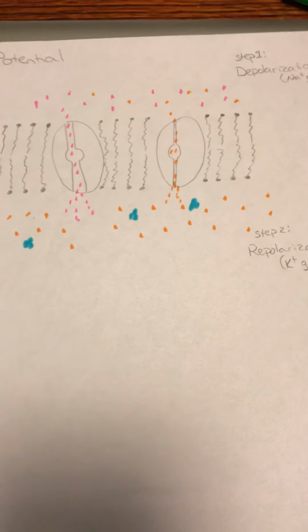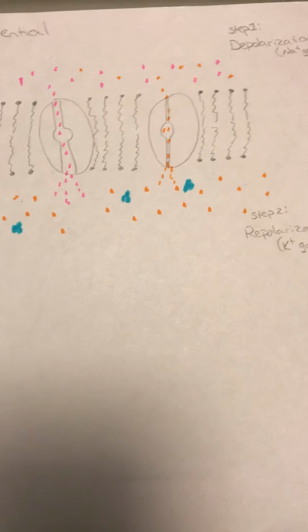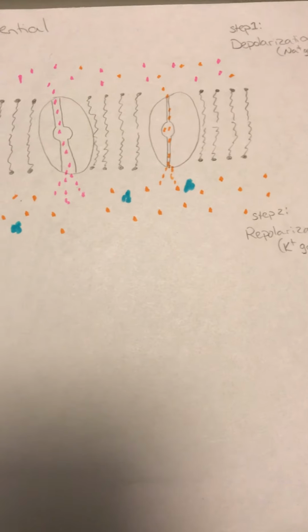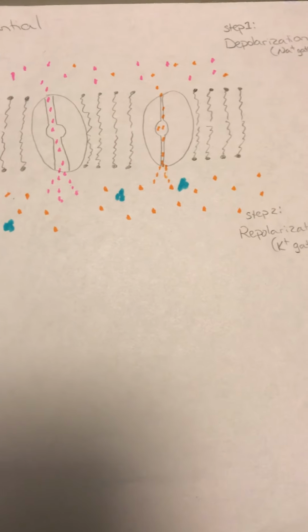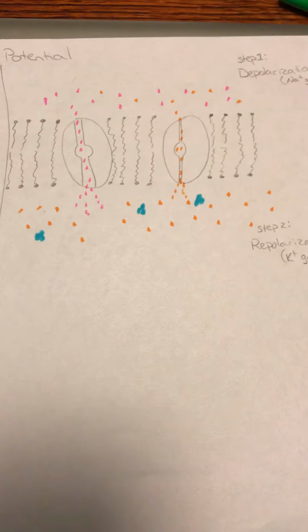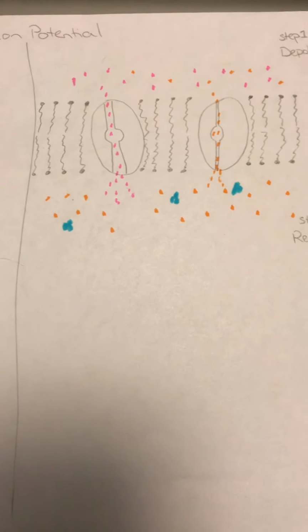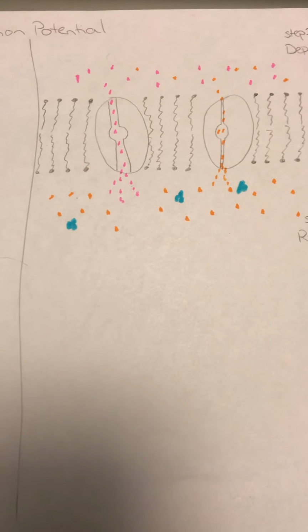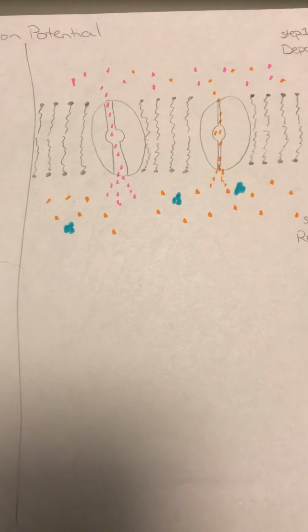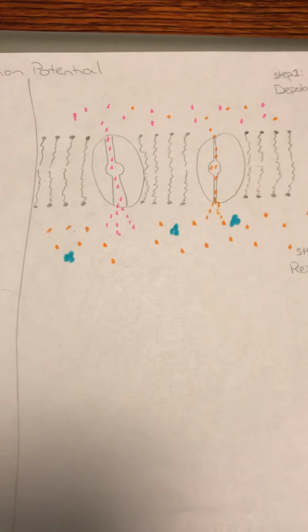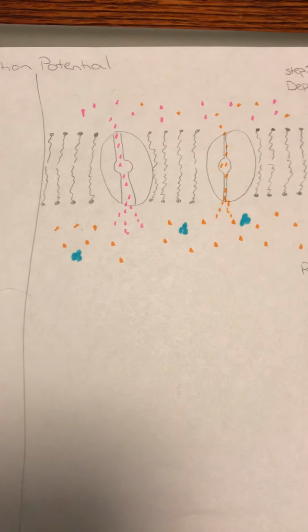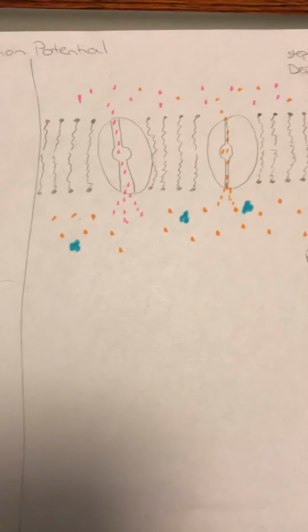Step one is depolarization. This happens between negative 55 millivolts and plus 35 millivolts. During this stage, the sodium gate opens and transfers sodium ions from the ECF to the ICF. The potassium gate is still closed though.